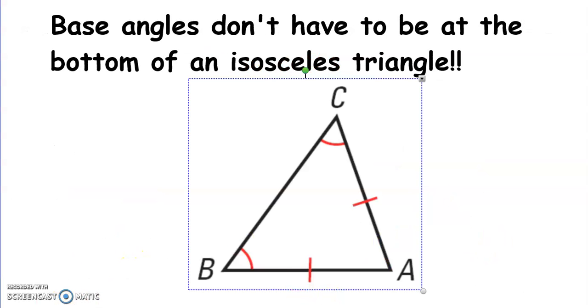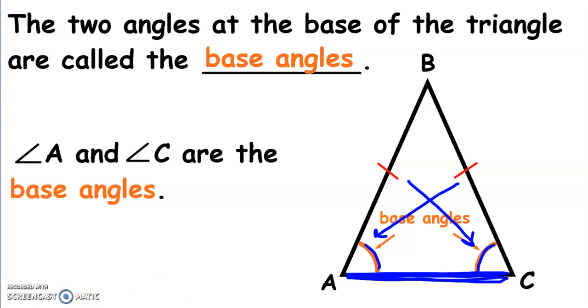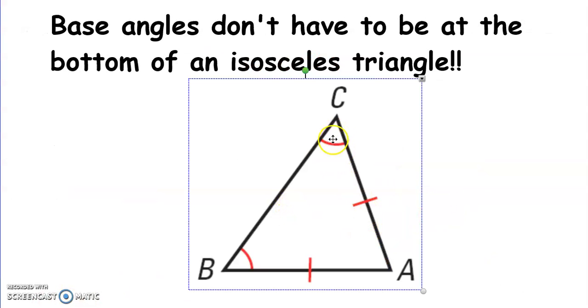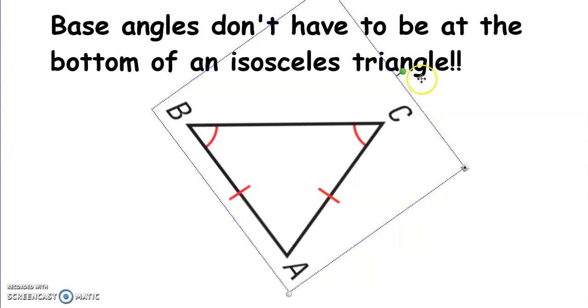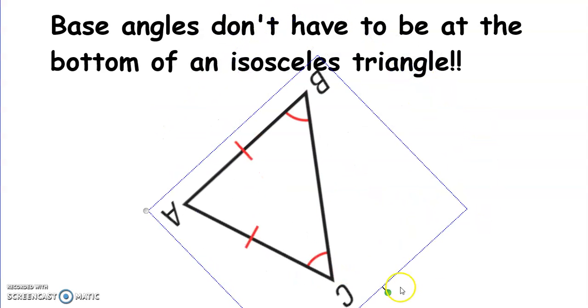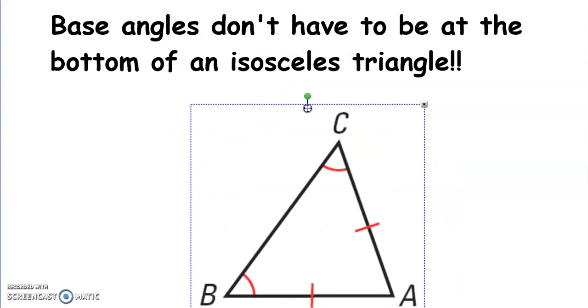So another thing about base angles is that they don't always have to be on the bottom. Okay, they are on the bottom here, but that doesn't have to be the case. So you can see these base angles are not down here. Base doesn't mean bottom when we're talking about it in math. They could be here on the top, they could be here, or they could be on the bottom, but they don't have to be.